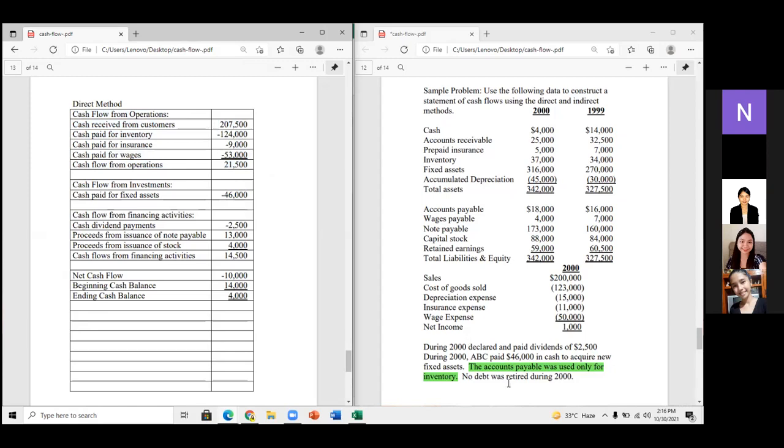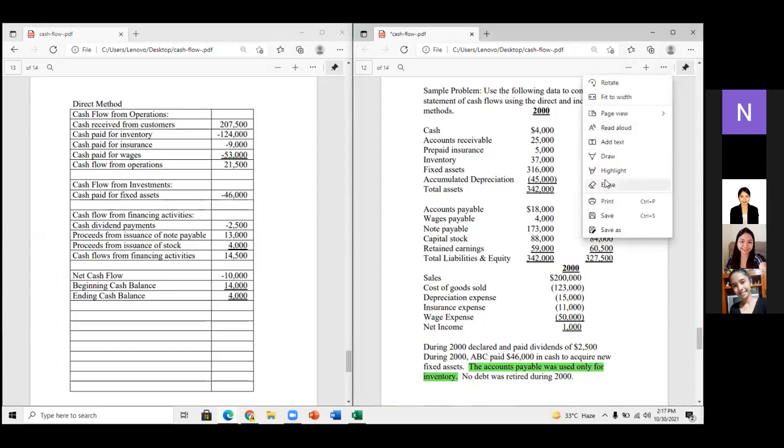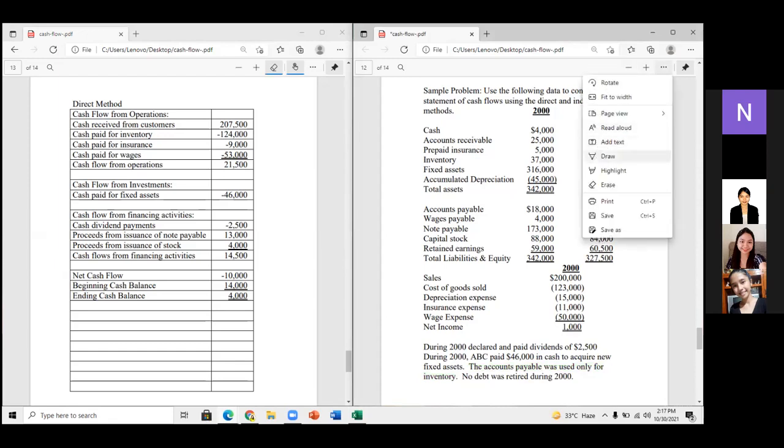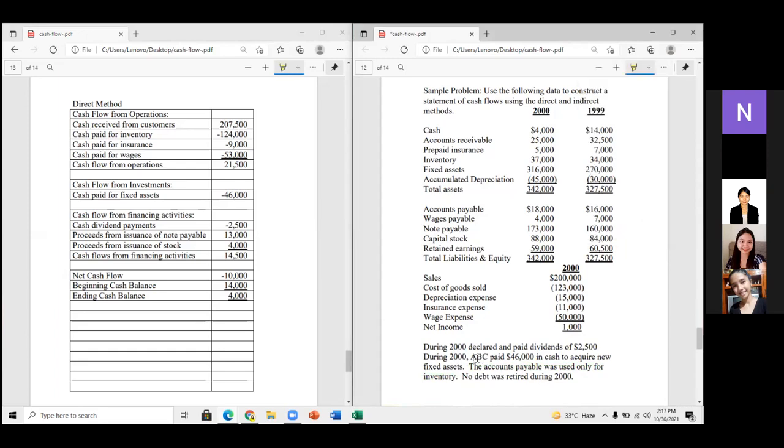And itong cash flow from investments, nabanggit siya doon sa problem. Ito siya, yung ABC paid 46,000 to acquire cash. Ito siya, to acquire cash. So, ibig sabihin, gumamit siya ng pera. So, ibig sabihin, magkakaroon tayo ng outflow sa cash. Kaya dito, nagkaroon siya ng negative 46,000.